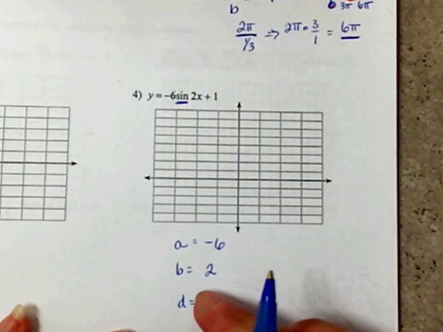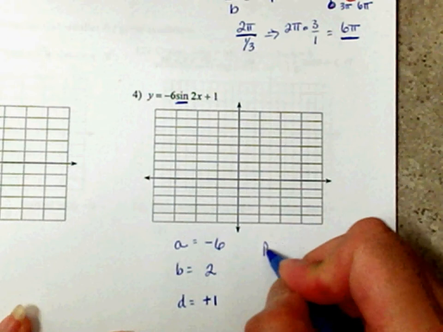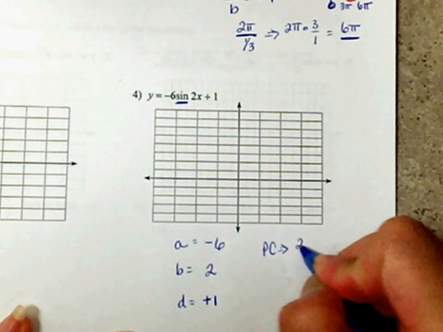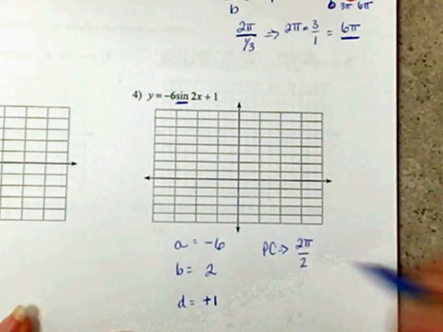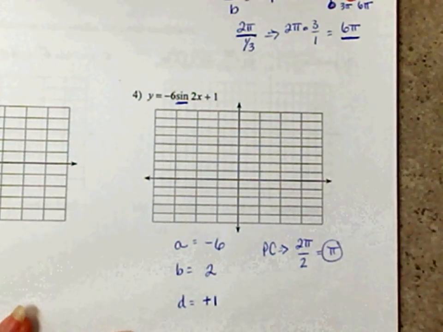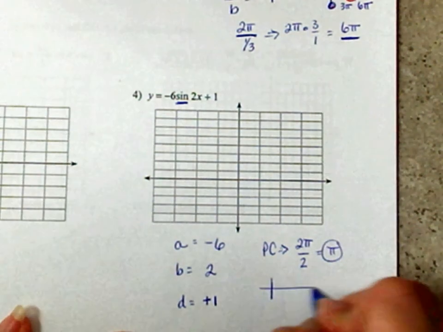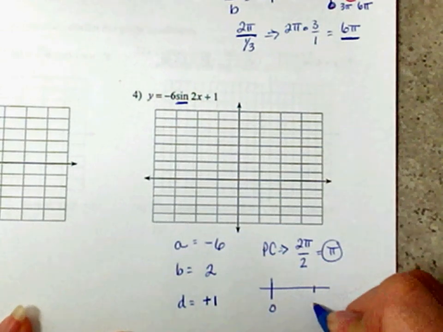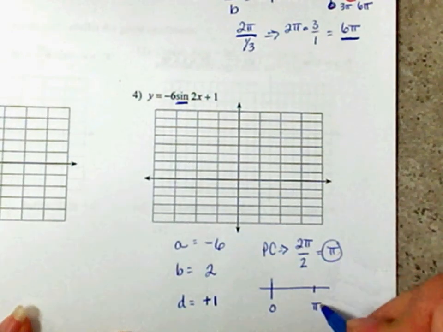Let's go find our period. So here's the period change. 2 pi over B, which is 2 pi over 2, is equal to pi. Make a graph. Start here at 0. Here is pi. Whatever you find here will give you an idea.